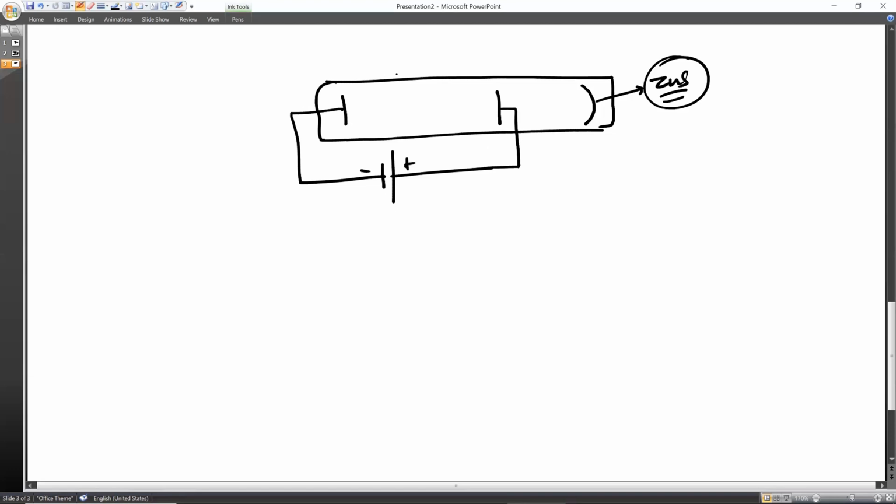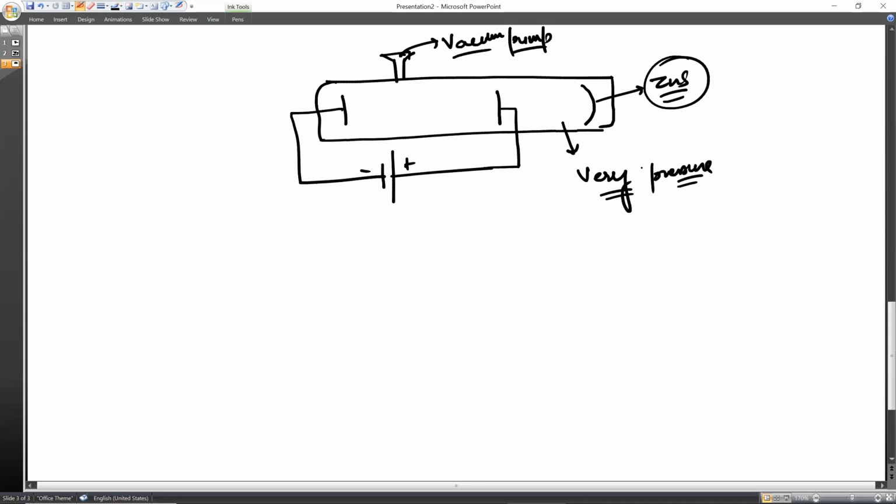Negative, positive. Here is a vacuum pump, which ejects almost all the air from the tube, leaving a pressure of 0.011 mm Hg, which is very low. So almost all the air was removed, and very low pressure is there.